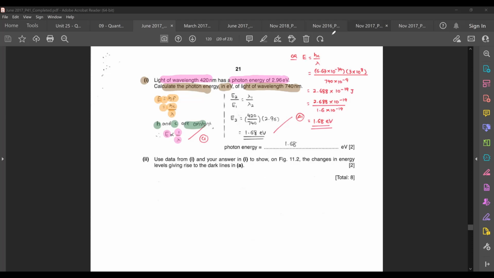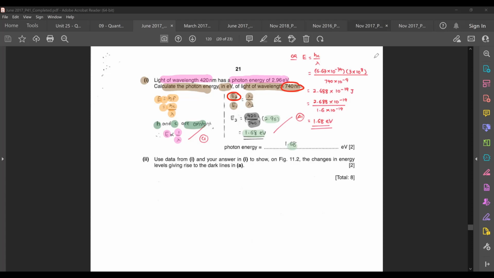So right now, you can say that E2 to E1 is the same as lambda 1 to lambda 2. E2 is what you want to find right now. It is representing the wavelength of 740 nanometer. So if you sub in the values, lambda 1 is 420 nanometer, lambda 2 is 740 nanometer, multiply with the energy of your first photon of 2.96 eV, you're going to get 1.68 eV as your answer. This one is if you use ratio, okay?